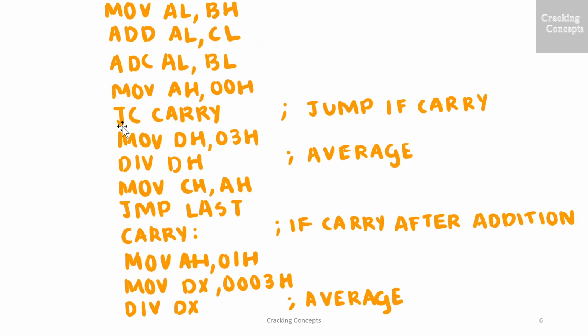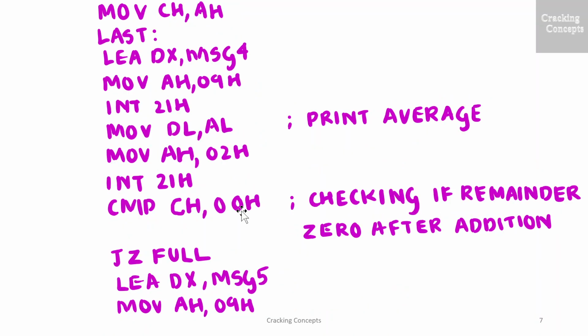In the case where there was no carry, then we'll have DH containing the value 03H, and I divide AL with DH. There also the quotient will be available in AL and the remainder in AH. Since AH is used by other instructions, there the remainder is stored in CH. Then we jump to the label last, which we have already seen, where we print the average and check if there is any remainder and display the result accordingly.